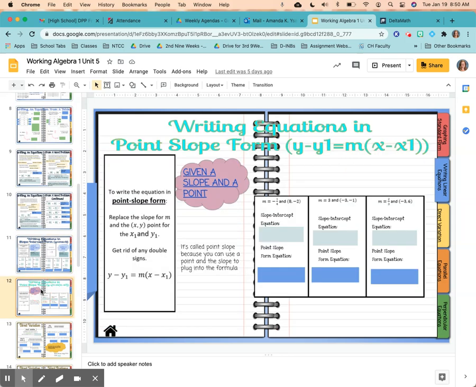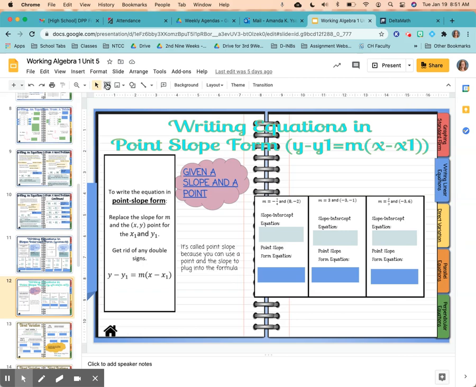So this one, we're going to use a different formula, but we are still writing the equation. To write the equation in point-slope form, replace the slope for m and the x and y point for x1, y1. Get rid of any double signs. So we have y minus y1 equals m times x minus x1. It's called point-slope because you use a point and the slope to plug in the formula.